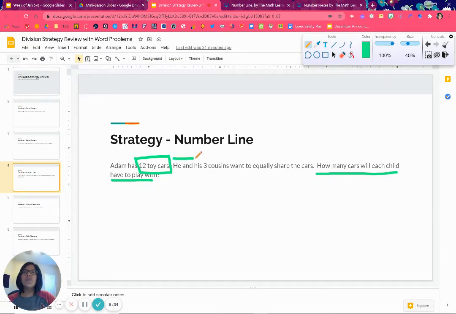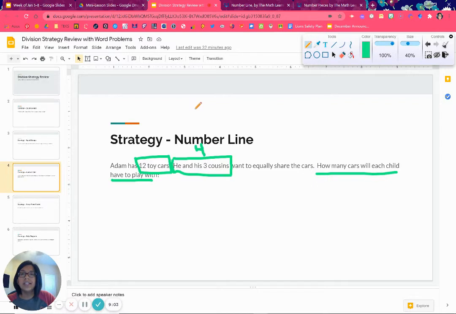Ooh, be careful with this because I see this happening a lot. Because you see the 3, I have students who do just the 3. But notice it says he and his 3 cousins. So that's a hidden number there. He is that 1. What's 3 and 1? It's 4. So I'm going to put a 4 on top here to remind myself that that's actually 4 people, not 3. So Adam has 12 cars and he and his 3 cousins, so 4 people, want to share it equally.